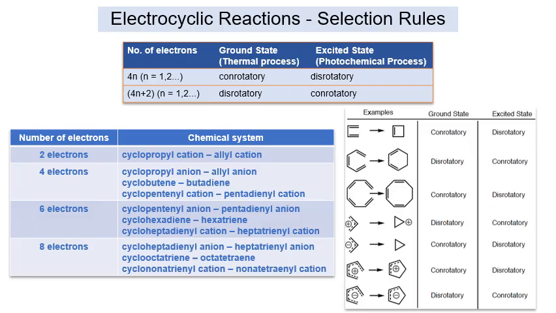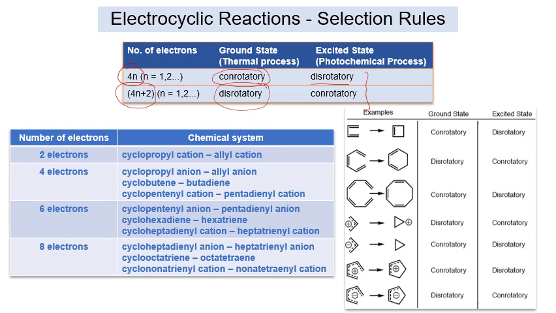Let's revise the selection rules. As we had seen previously, the 4N systems undergo a con-rotatory electrocyclic ring opening or ring closing reaction in the ground state, and that is a thermally allowed process, whereas the 4N plus 2 systems undergo a disrotatory ring opening or ring closing in the ground state, that is a thermally allowed process. The opposite is true for a photochemical process. The 4N systems would undergo a disrotatory electrocyclic reaction in the excited state, whereas the 4N plus 2 would undergo a con-rotatory electrocyclic reaction in the excited state.